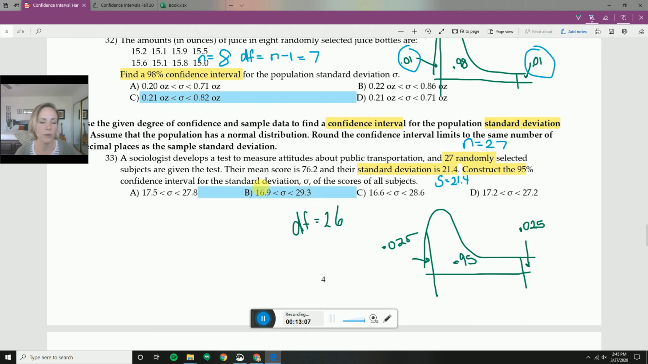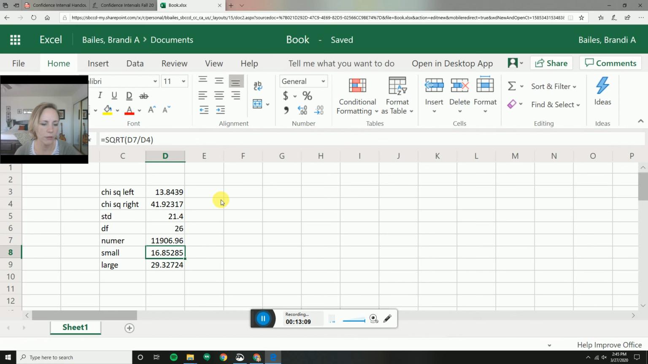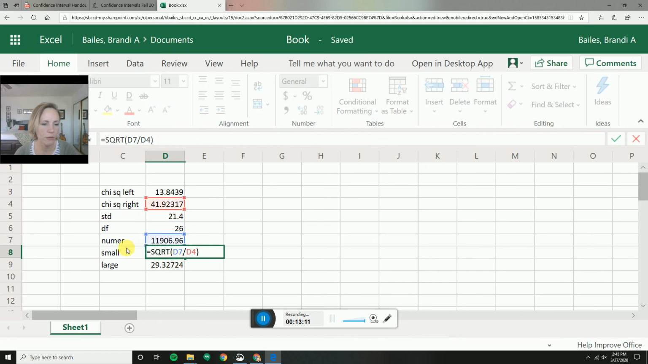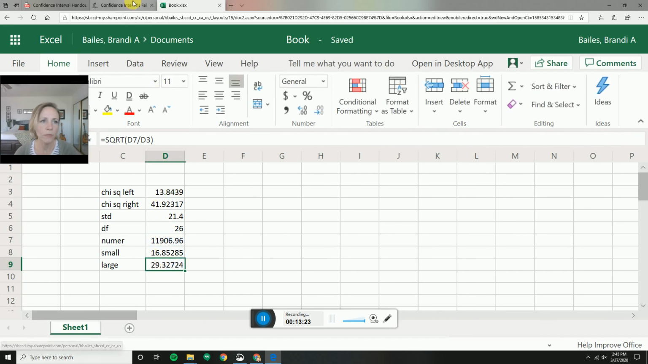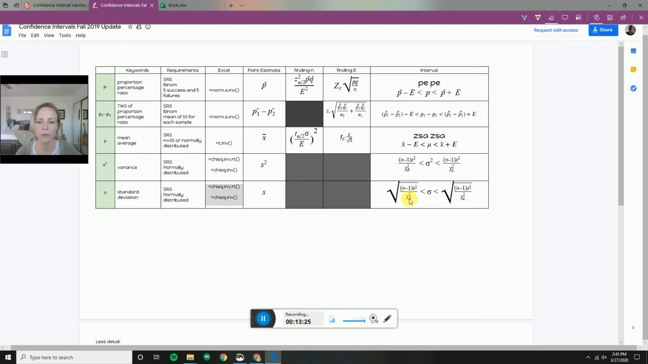Okay, so even though I didn't have to do these calculations, I'm going to show them one more time just to go over what's being calculated there. I've got the square root with the numerator divided by the large number, and the square root with the numerator divided by the smaller number. And both of those are coming from this confidence interval handout.